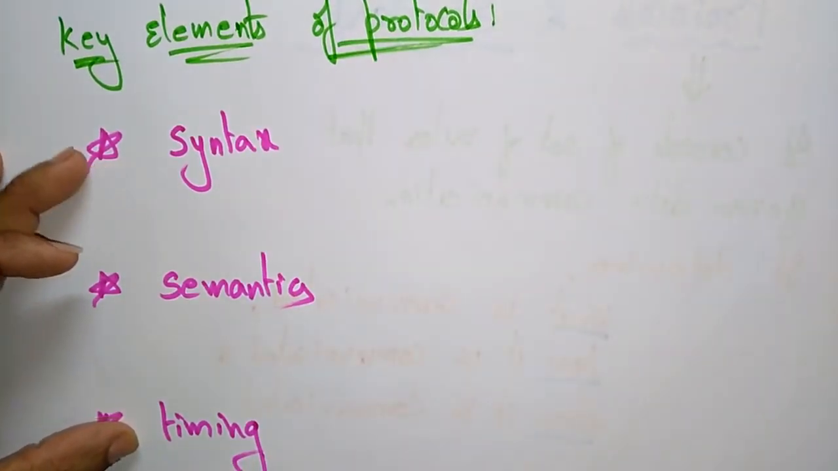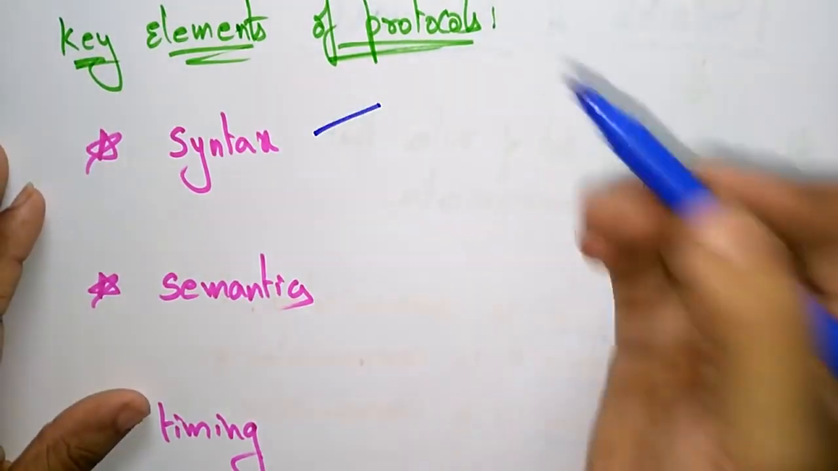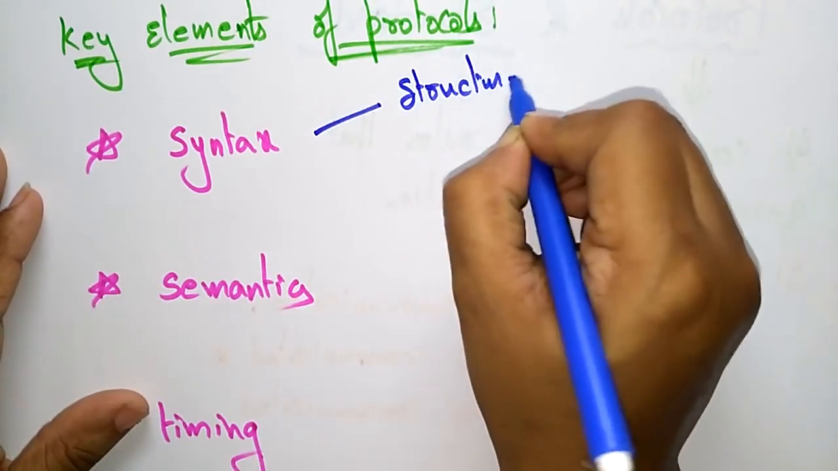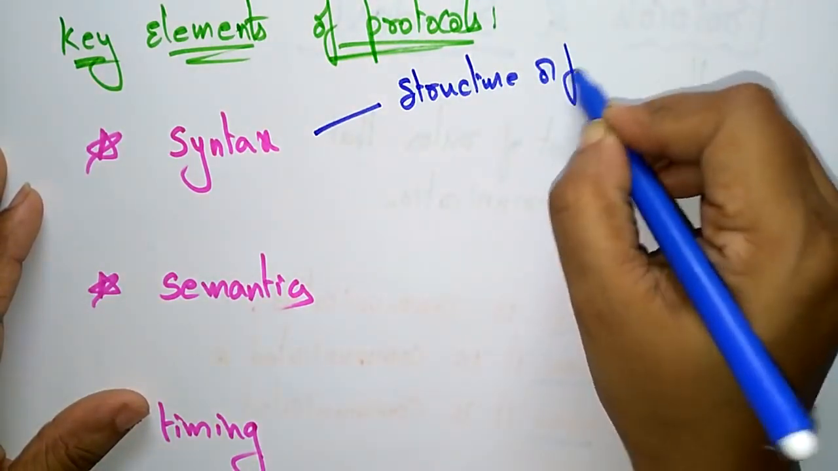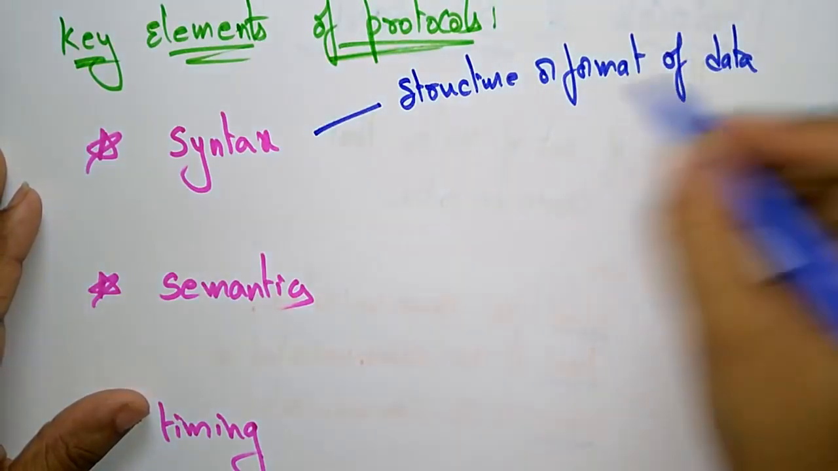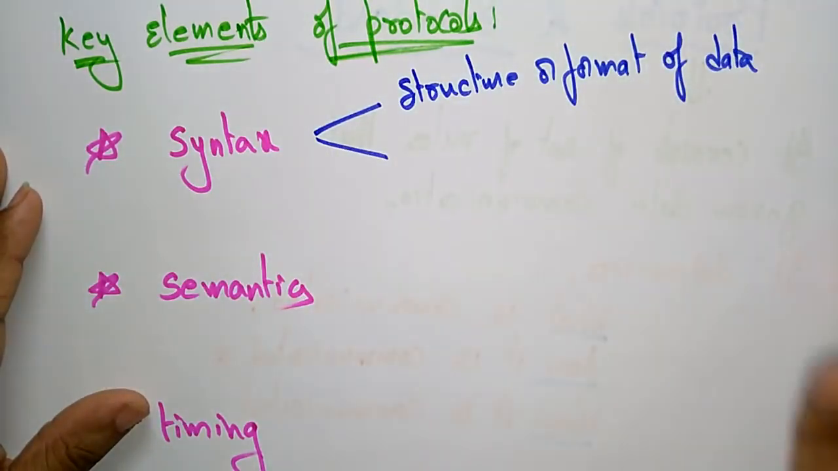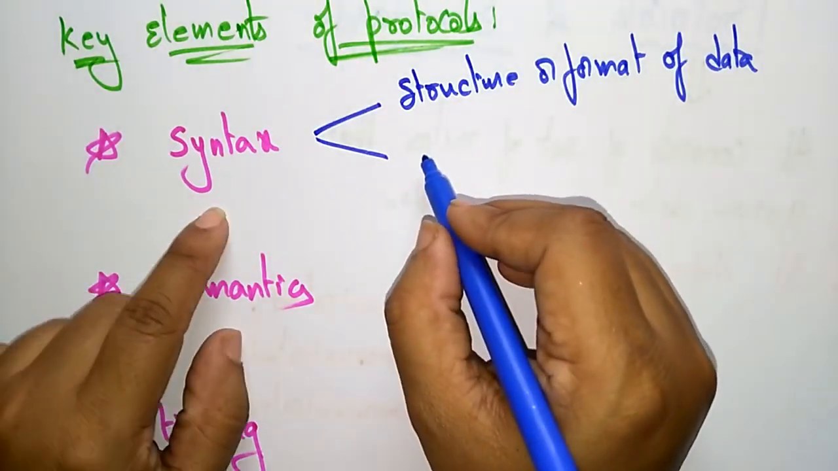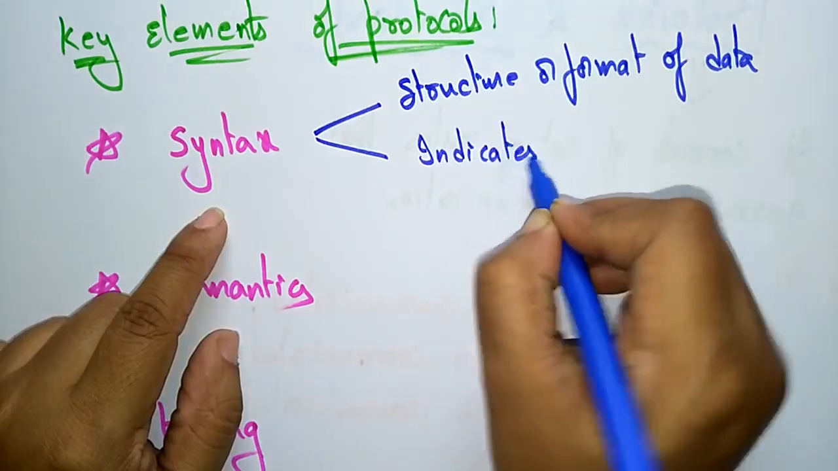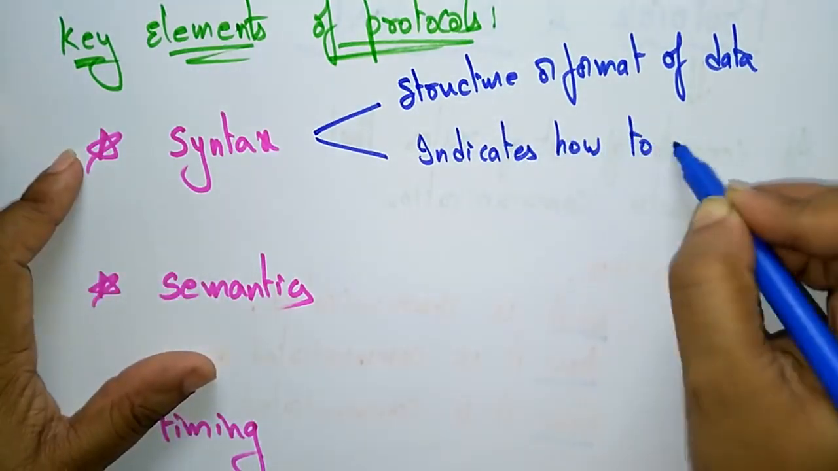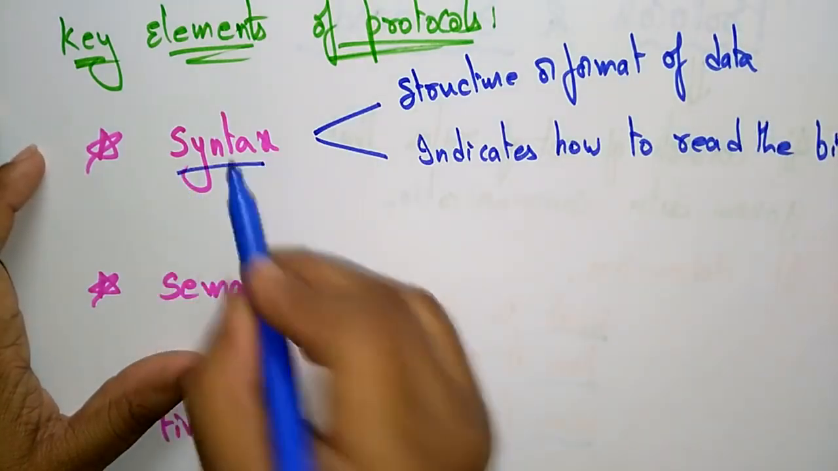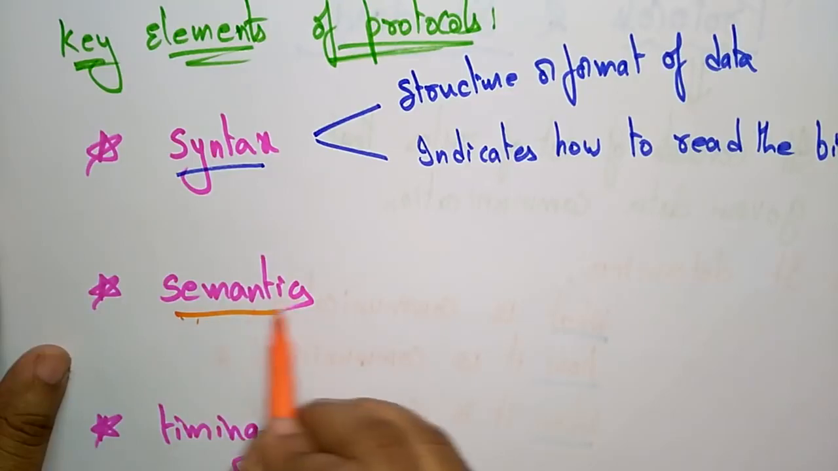So what is syntax? Syntax is the structure or format of data. The type of structure or format of data you are sending represents the syntax. It also indicates how to read the bits. The syntax is helpful in how to read the bits. That is about the syntax.